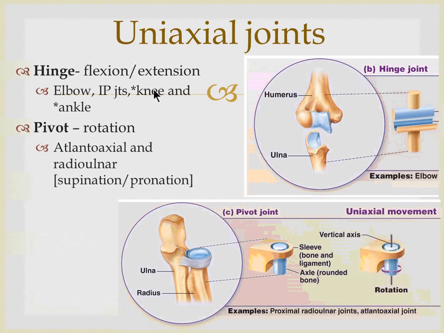modified hinge joints. We can put them in hinge joints, but we call them modified because the knee, in certain positions, is capable of a little rotation. And even the ankle: when you dorsiflex, you cannot do anything with the ankle, but when you plantar flex your ankle, you can actually move it side to side a little bit. Because of that little additional movement, we say it's a modified hinge joint. But truly, the main movement is only flexion and extension. So you must know these examples.